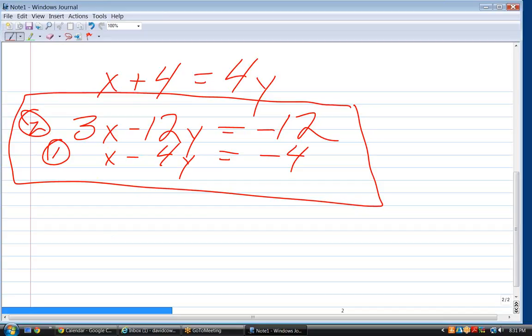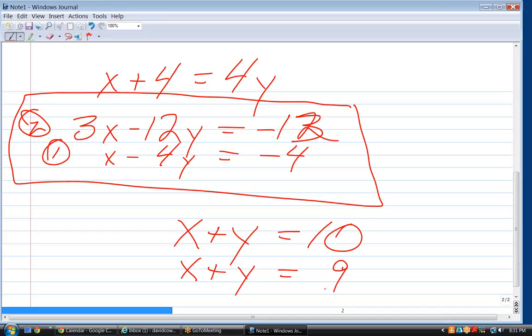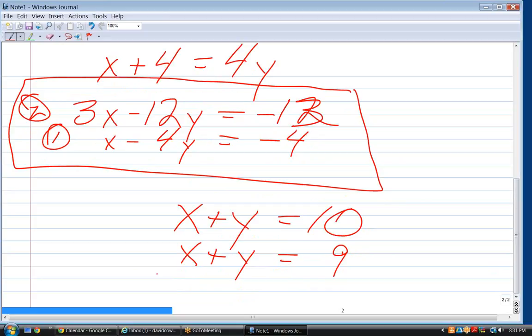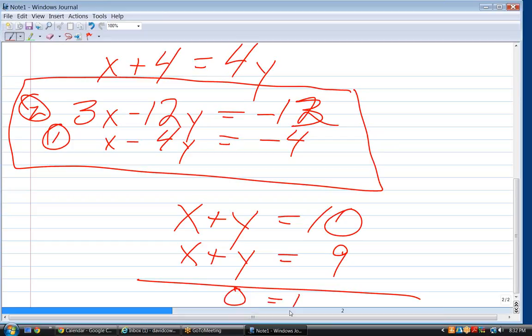And then if I were to make that a 13 instead of a 12, well, it's impossible for x plus y to be equal to 10 and x plus y to also be equal to a different number, 9. Notice that if I had these 2 equations and tried to solve and subtracted one from the other, I would get 0 equals 1. So when you solve a system of equations and you get one number equals a different number, that's no solution.